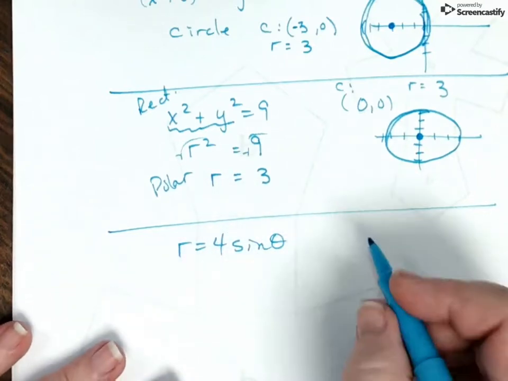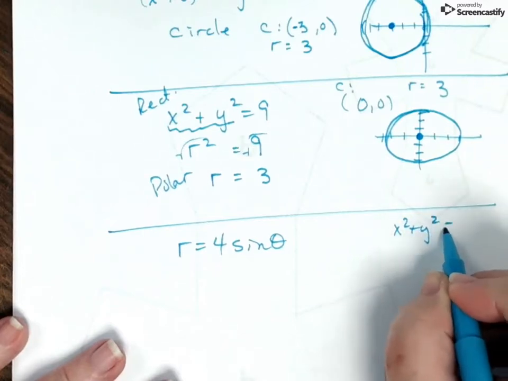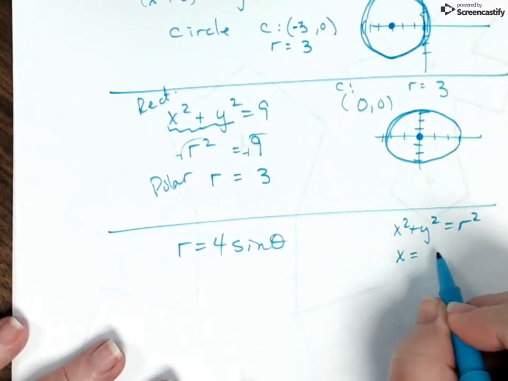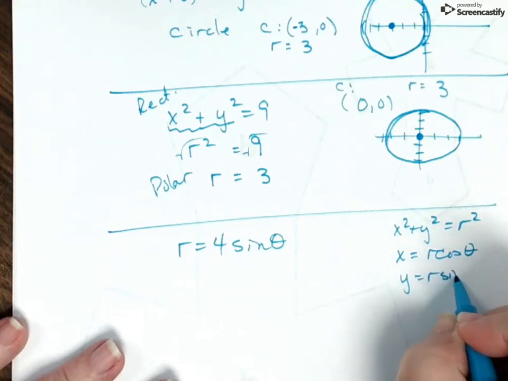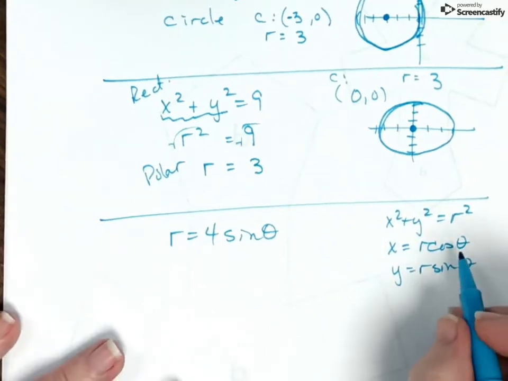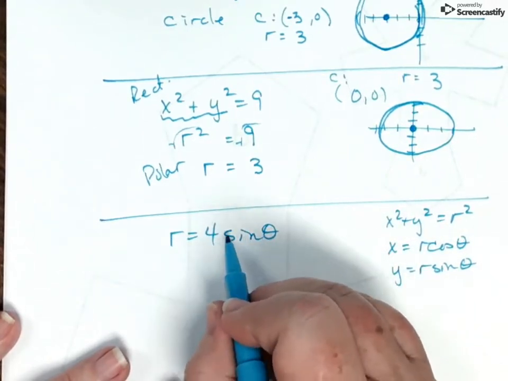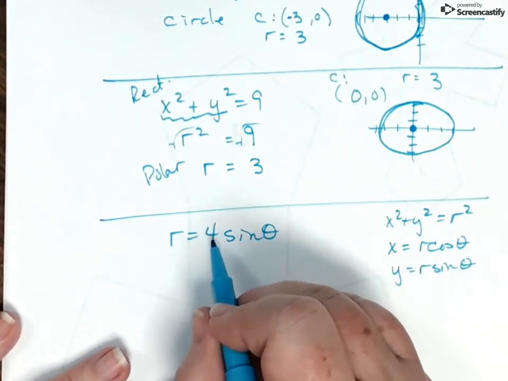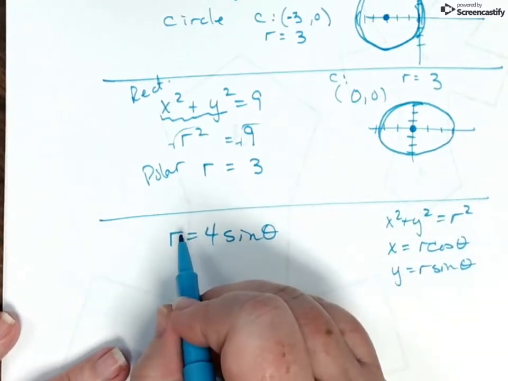Now, in order to do this, we have to remember that x squared plus y squared equals r squared, x equals r cosine theta, and y equals r sine theta. We learned that last time. Well, I don't have r sine theta, I just have sine theta. And no, 4 is not r, it's just a number, okay? And I don't have r squared, I just have r.